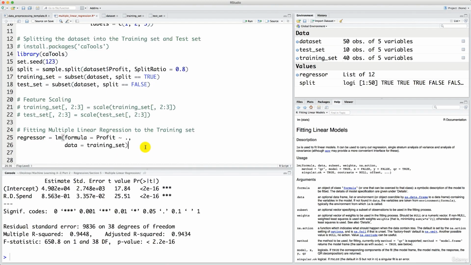Okay, so you learned a lot of stuff in this tutorial, but those are very important things to know in linear regression. So congratulations. We only have one tutorial left where we will be predicting the test set results.